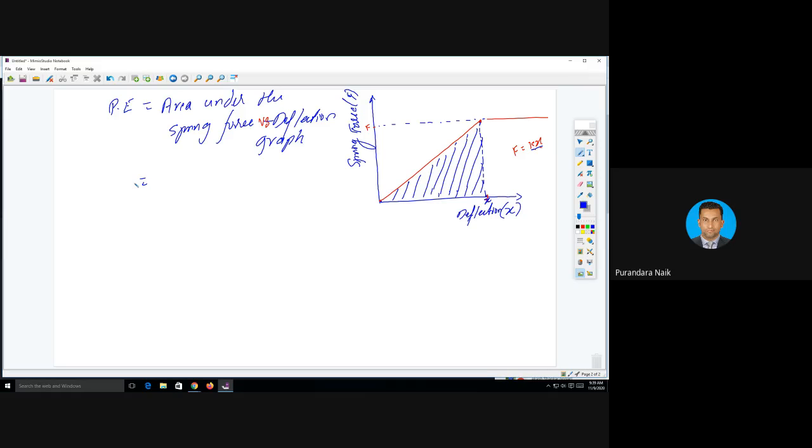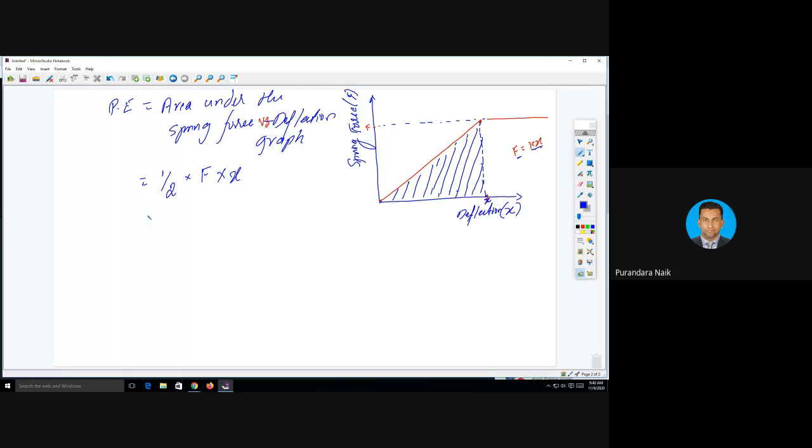Now, how do you find out the area of a triangle? The area under the curve is like a triangle, right? And what is the area of a triangle? Half into height into base. Height is F, into base is x. Half into F into x. What is the spring force value? That is K into x. Now, what is the base? Base is x. Half into F into x.